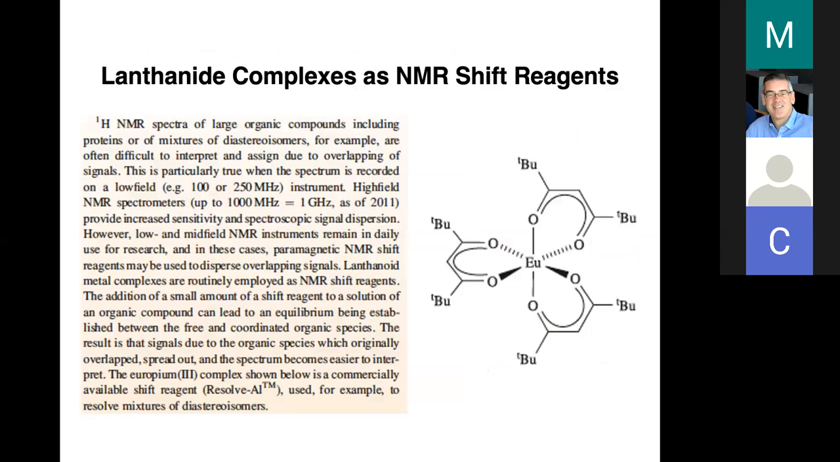All right, so because of their spin properties and their electronic structure, there are a number of applications that lanthanides are very prominently used for. And we'll briefly touch on a few of those. So one that used to be quite common, and maybe less so now, is that lanthanide complexes can be used as what are called NMR shift reagents.